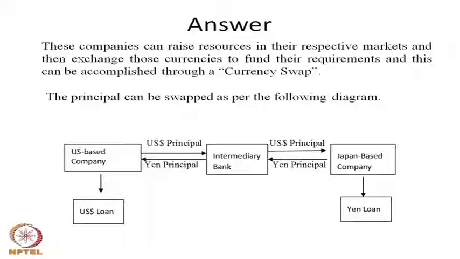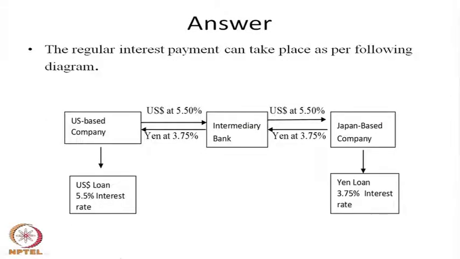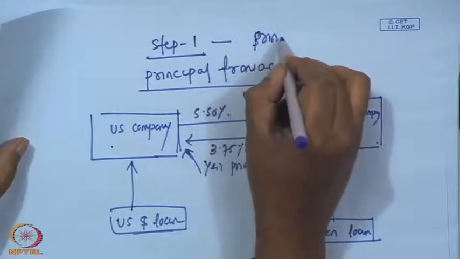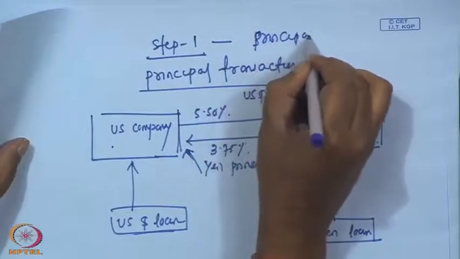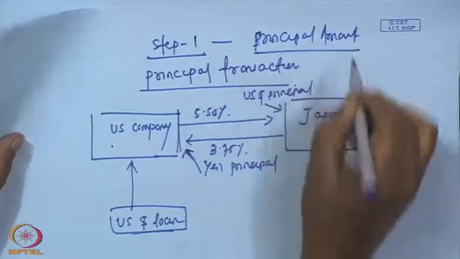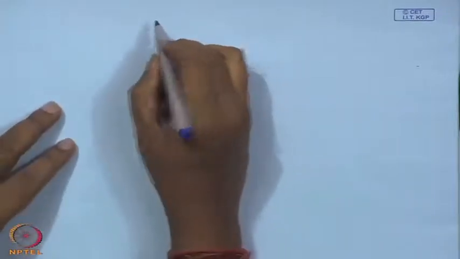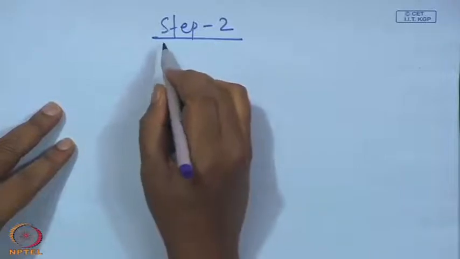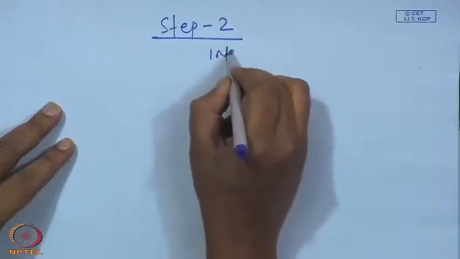The swap transaction has taken place for the principal side, step 1, that is, the principal amount has been swapped. Now, second, the periodic interest payment needs to be swapped. So, step 2 involves the interest payment swap.